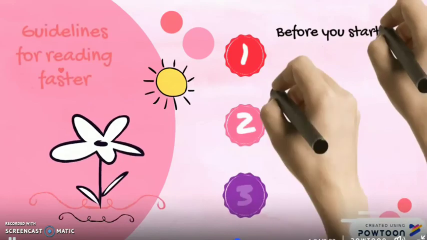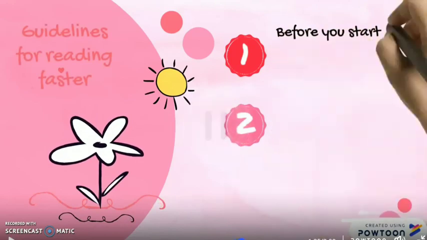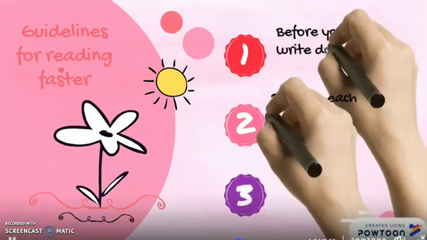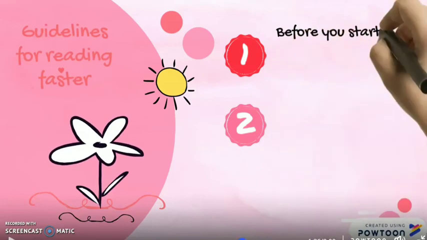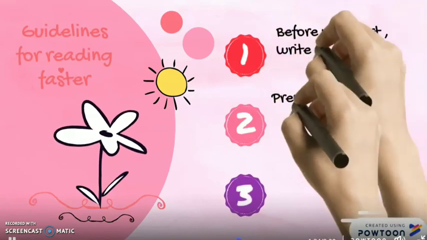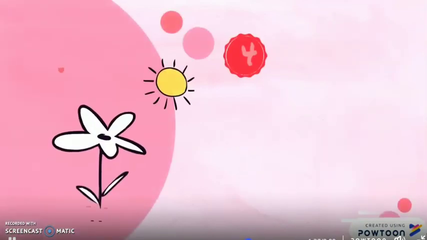Guidelines for reading faster. 1. Before you start, write down the exact time on your watch or clock, in minutes and seconds. 2. Preview each passage quickly before reading it. 3. Read the passage and then write down the exact time you finish. 4. Answer the questions without looking back at the passage.